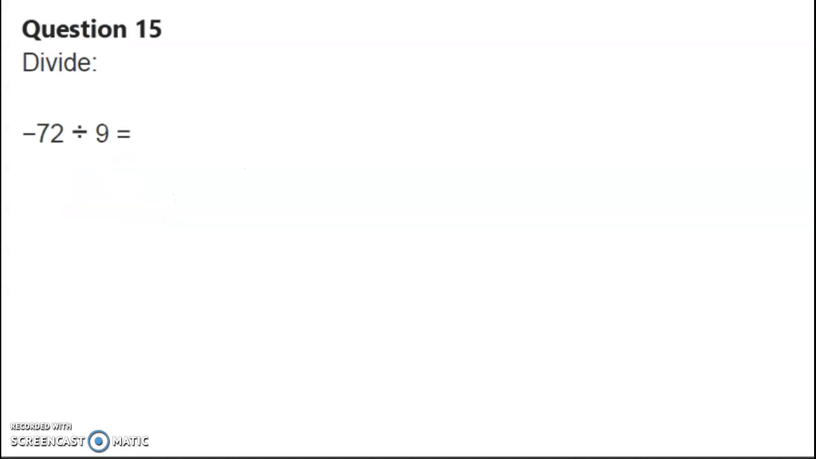All right. Divide. -72 divided by 9. Let's go ahead and divide as normal. I do know that 72 divided by 9 is 8 because 9 times 8 is 72. Now I have to determine if this is a positive or a negative 8. Well, my signs do not match. They are different. So if I have opposite signs, that means I'm going to have a negative answer.